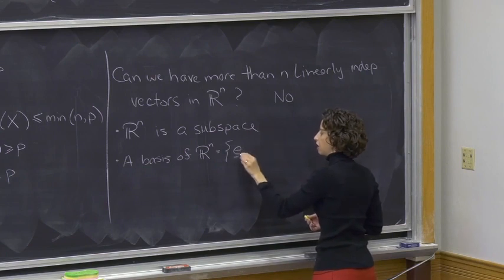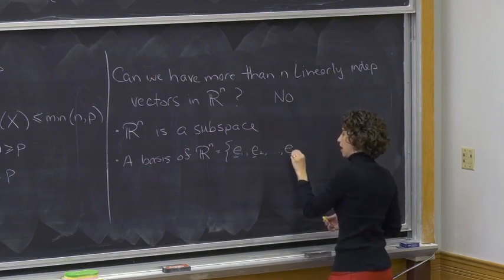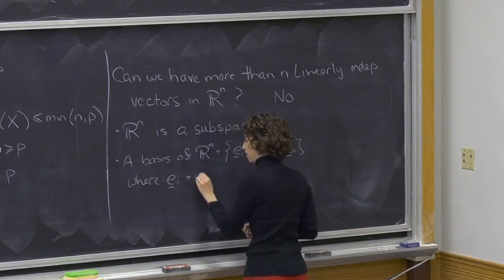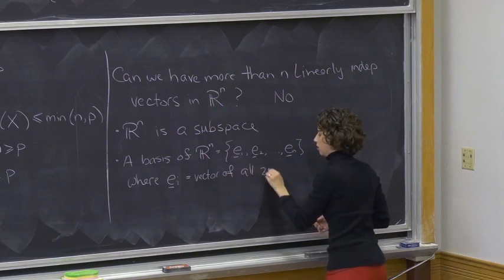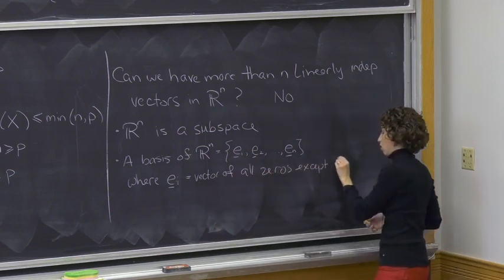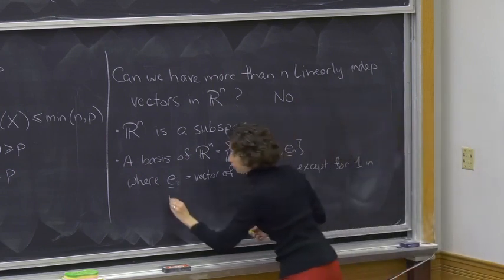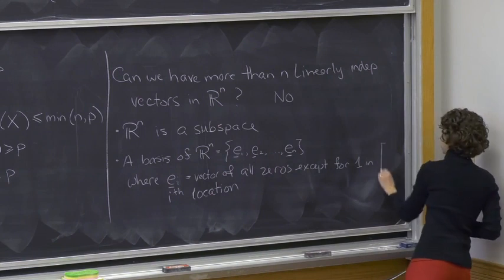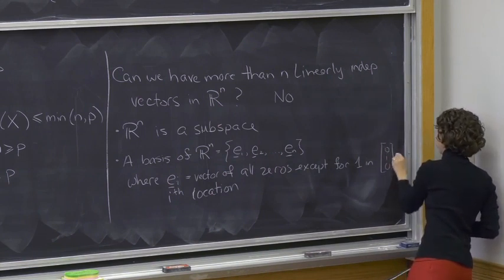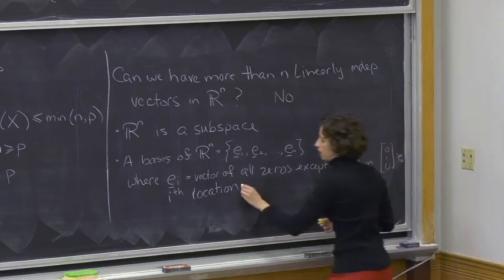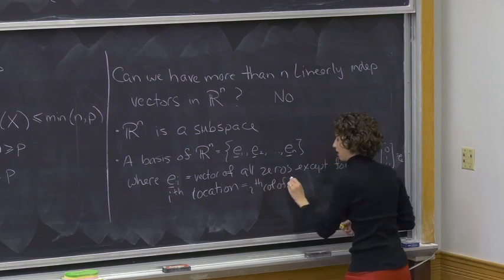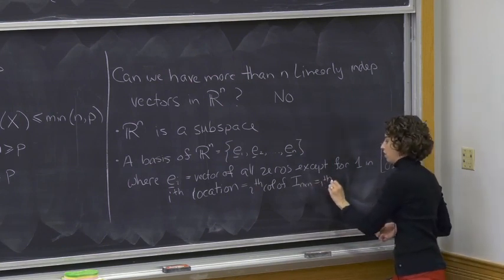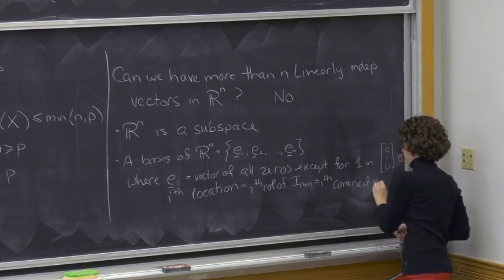and I'm going to introduce a little notation here. E1, E2 through En, where Ei is the vector of all zeros except for a 1 in the ith location. So for instance, in 3D, 0, 1, 0 is equal to E2. Or another way of thinking about this is that this is the ith column of the identity matrix that's n by n. And people will sometimes call this the ith canonical vector.